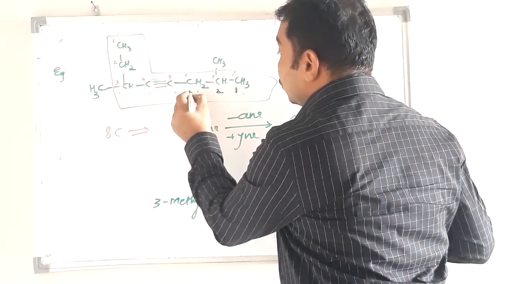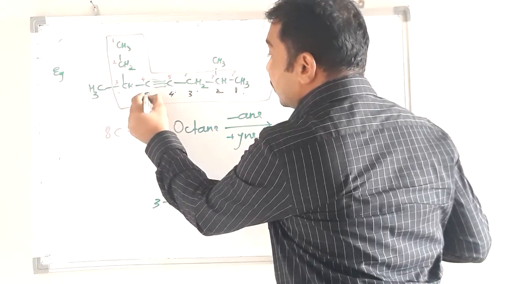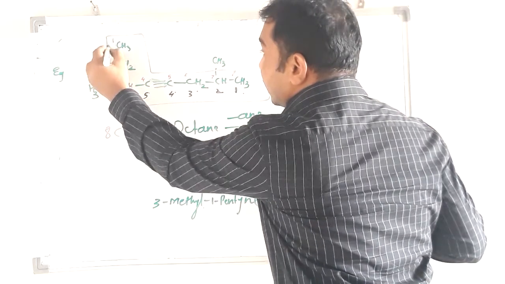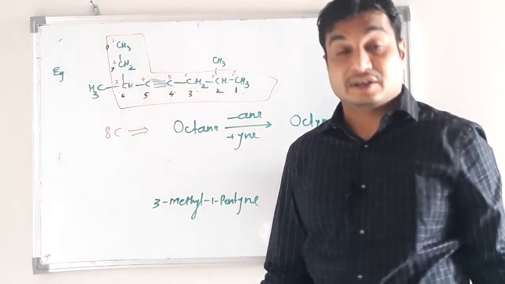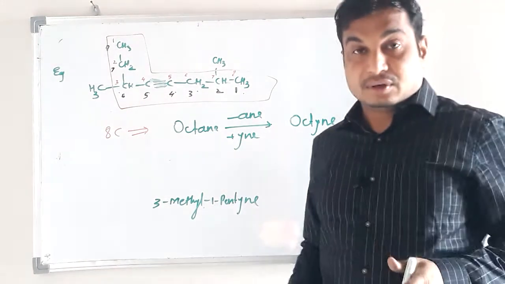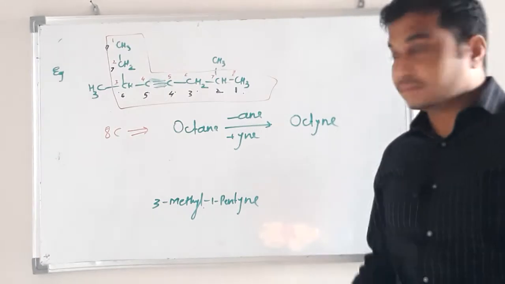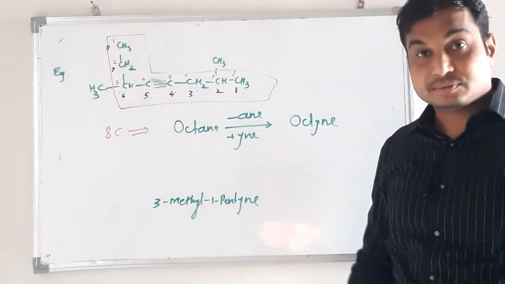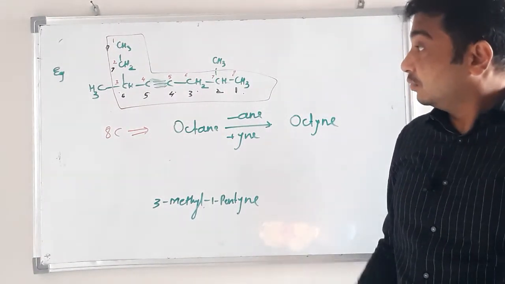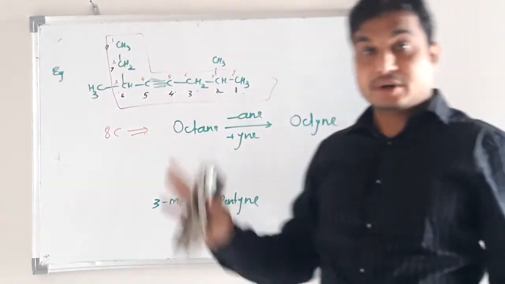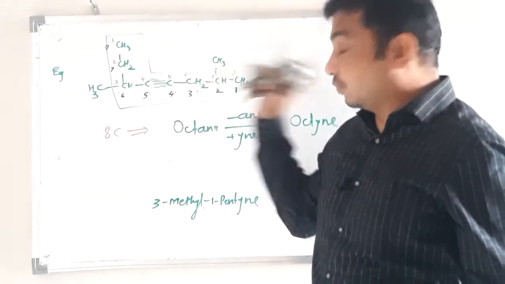1, 2, 3, 4, 5, 6, 7, 8. Which side is correct? Which numbering is correct? From this side or that side? See, from both sides the carbon atoms of the triple bond get the same number, 4 and 5.